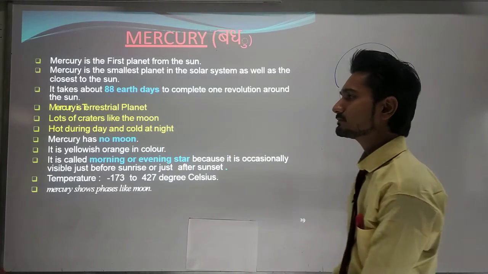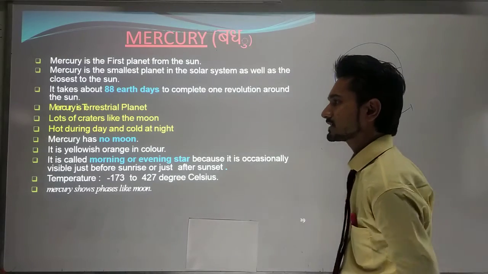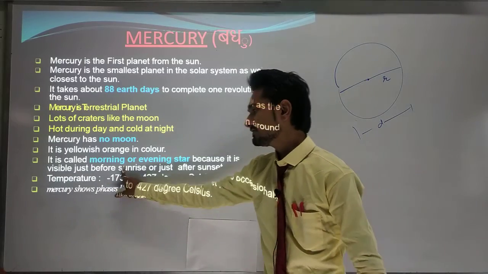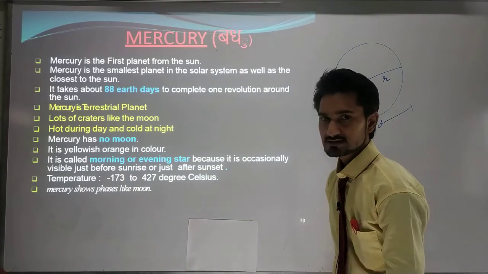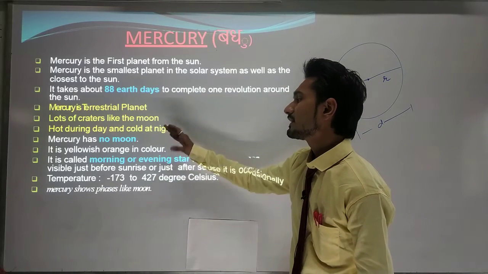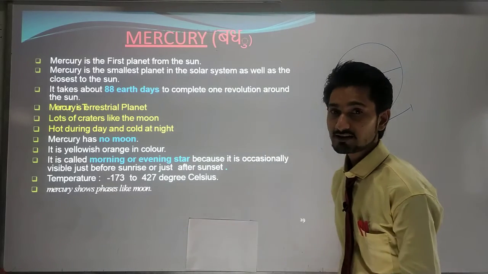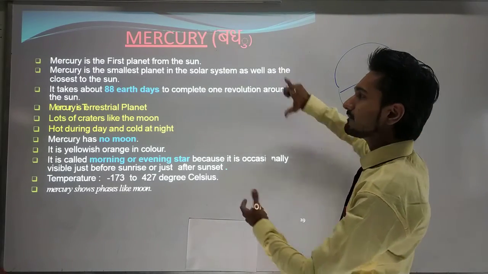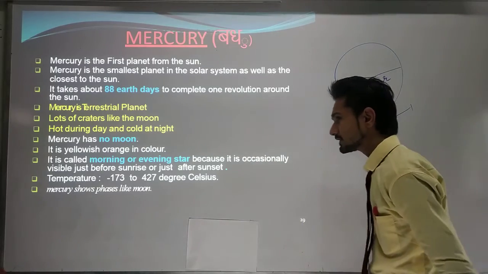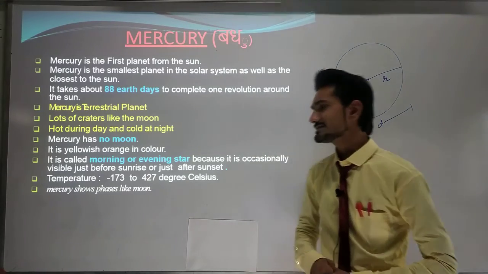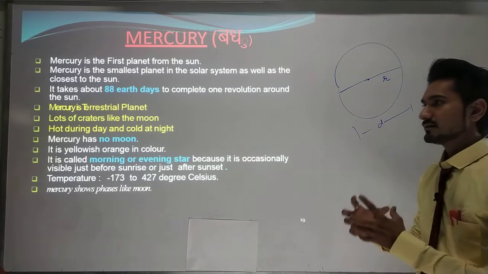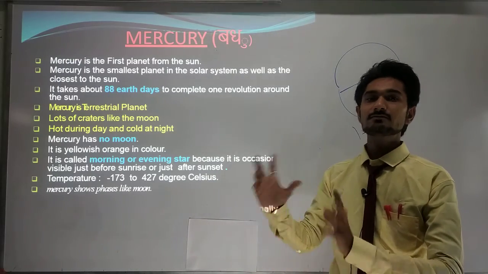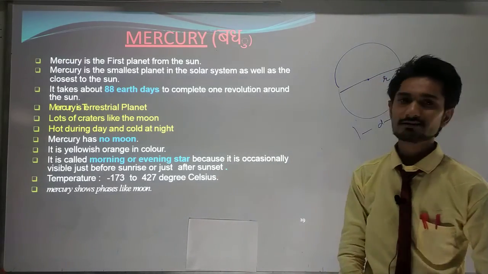Lots of craters like the moon are found on Mercury. It is hot during the day and cold during the night. Look at the temperature. At night it reaches minus 173 degrees Celsius and in the daytime it reaches 427 degrees Celsius. You can see the big difference in temperature between night and daytime. We can say that Mercury shows phases like the moon. It will get a new moon after some time, and then it will get a full moon. These types of phenomena occur on Mercury.